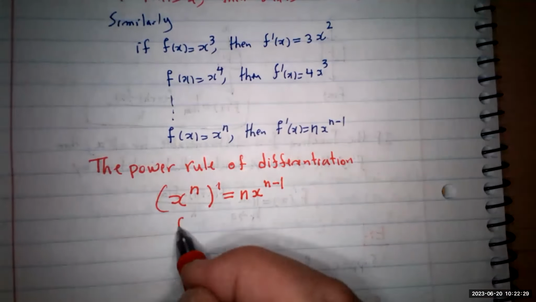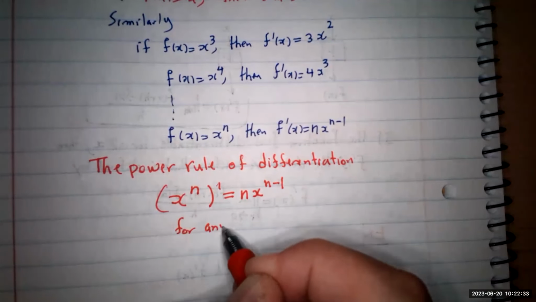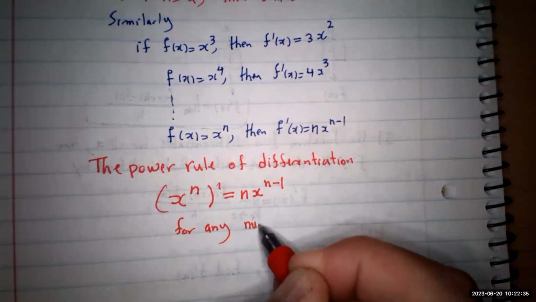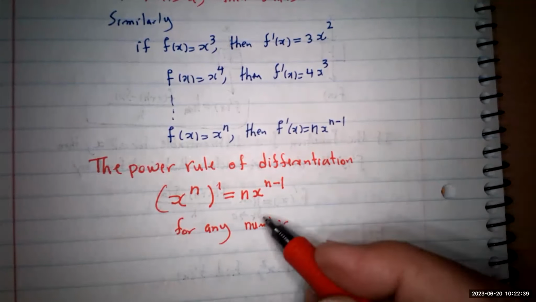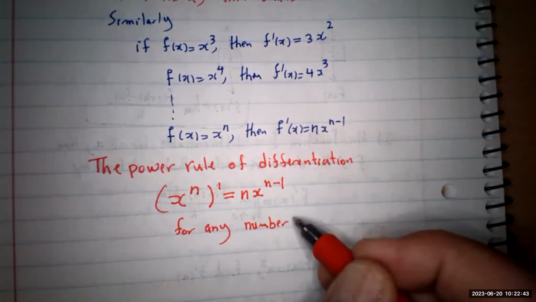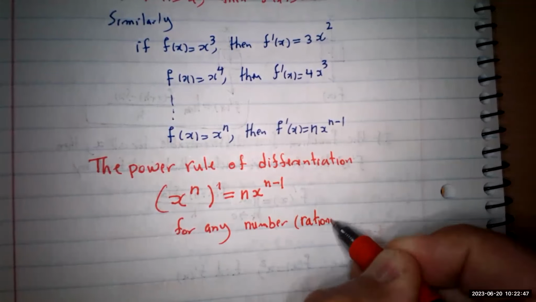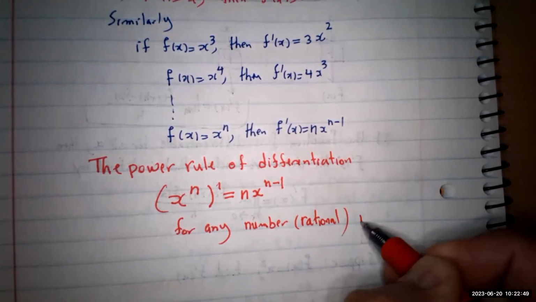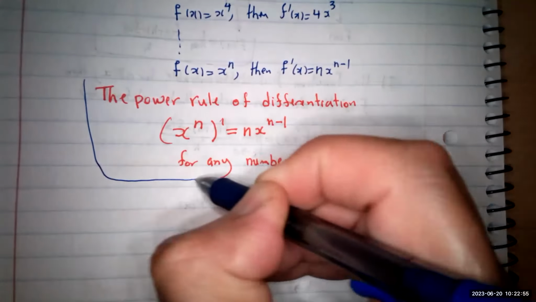This is true for any number. No, we mean any rational number only, of course. For any number n, for any rational number n. And that's your key formula for the rest of the course.